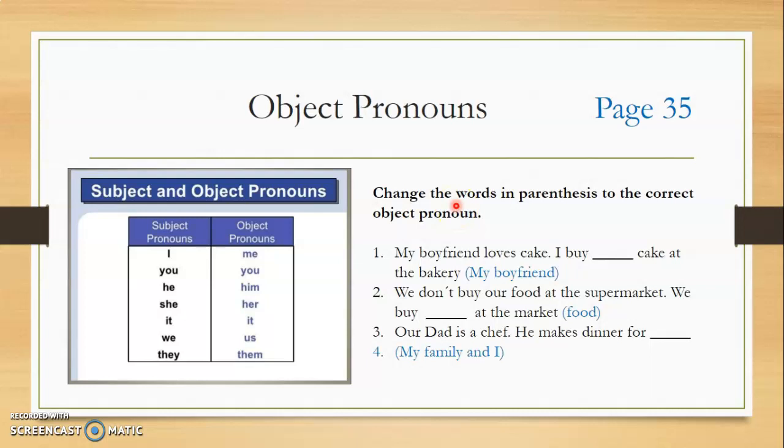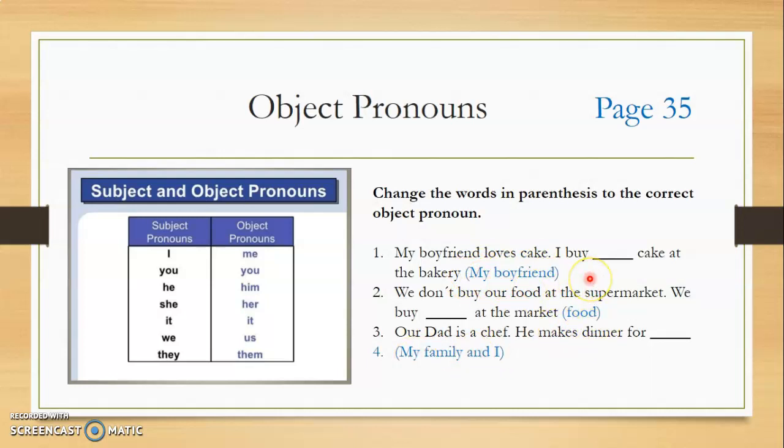So we're going to be doing some of the activities that are on page 35, specifically exercise 3, okay? The instruction says that we're going to change the words in the parentheses into the object pronoun, okay? So it means that we're going to replace them by these ones. Very good. Object pronouns are the ones that we are going to use to replace the words in the parentheses, okay?